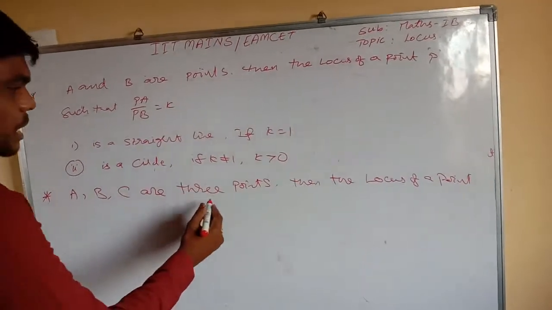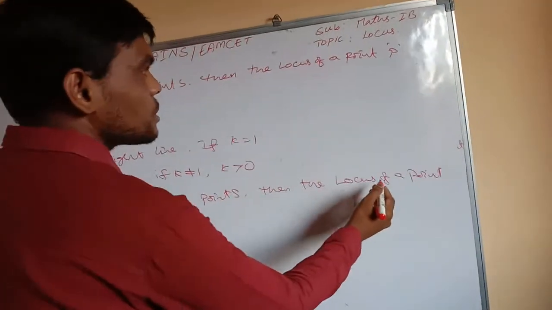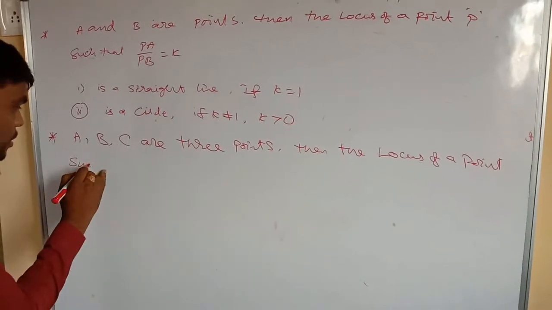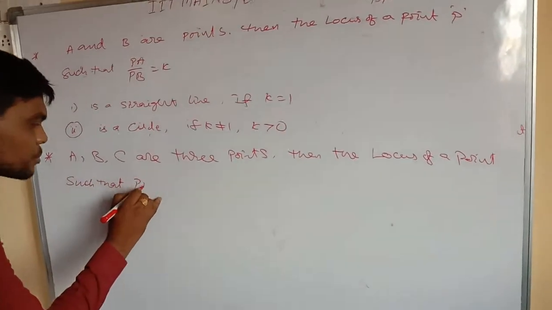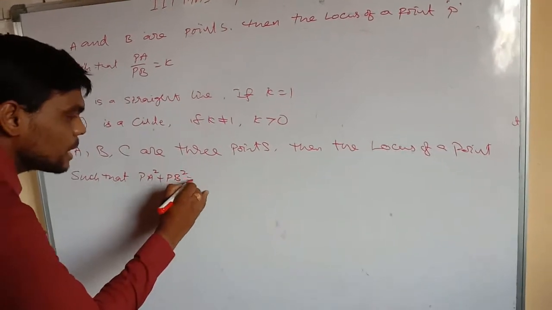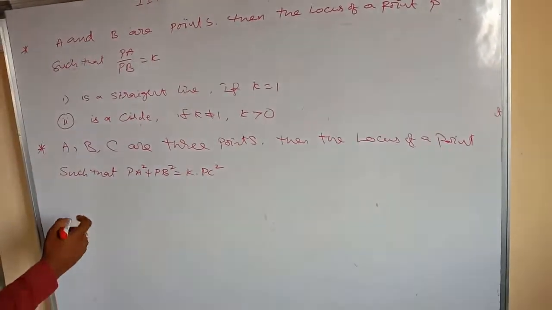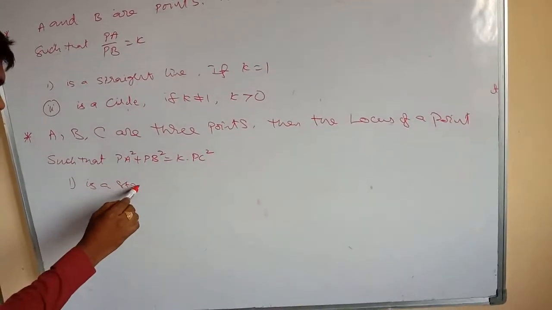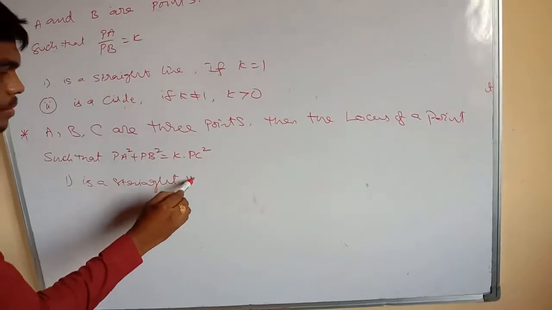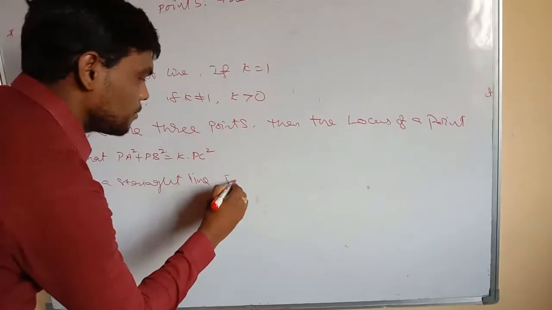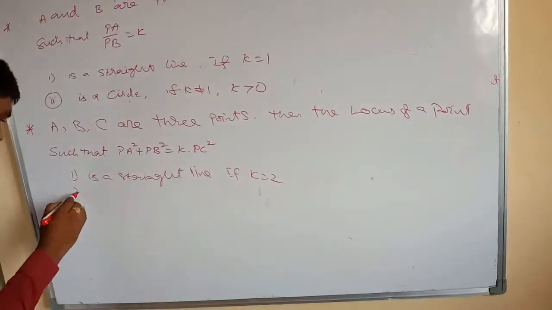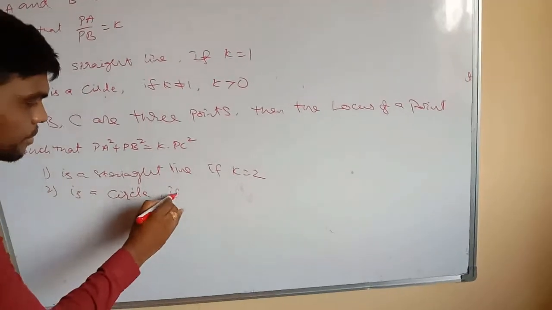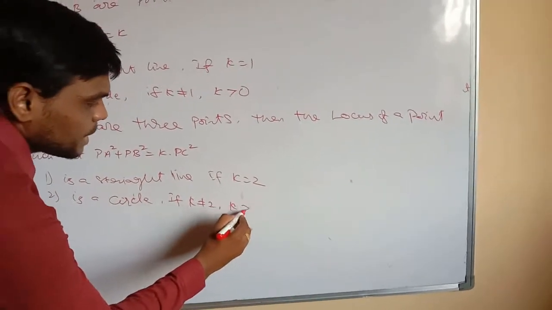A, B, C are 3 points. Then the locus of a point P such that PA square plus PB square is equal to K into PC square is a straight line if K is equal to 2, and the second one is a circle if K is not equal to 2 and K is positive.